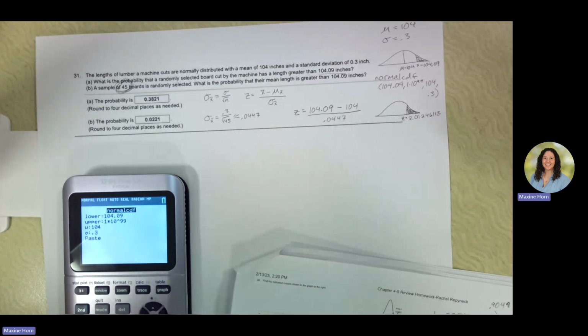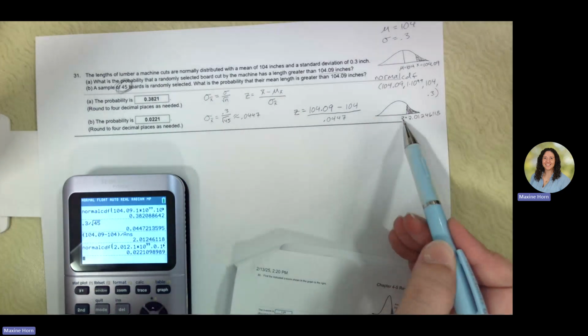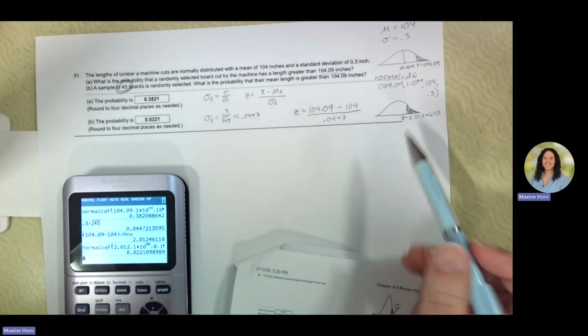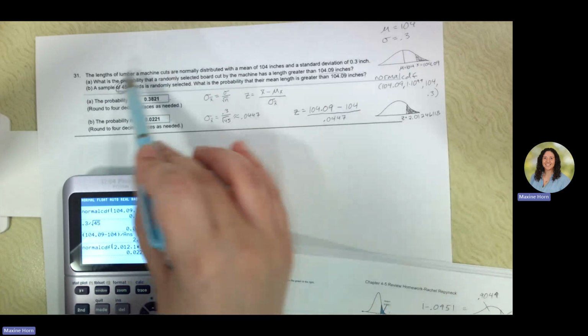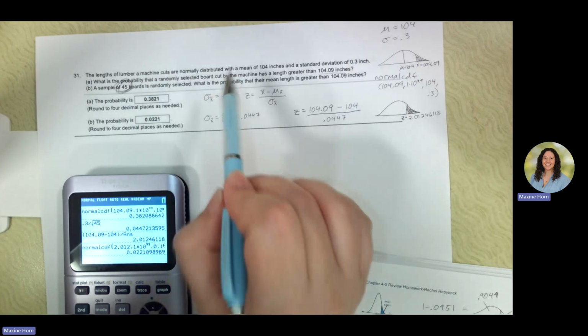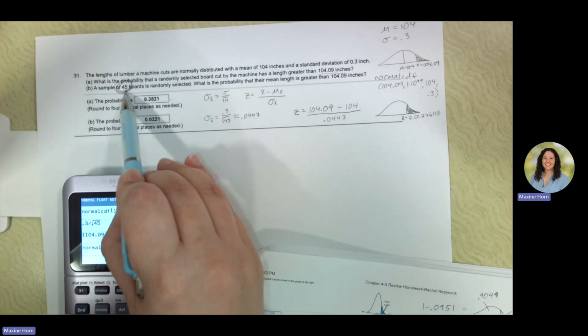Our lower bound is our Z-score of 2.012. Our upper is infinity. Because this is a Z-score, we have to use a 0 and a 1. Remember, you can't plug in the X value as opposed to the Z value and use your mean and standard deviation, because this mean and standard deviation is for all of the lumber.